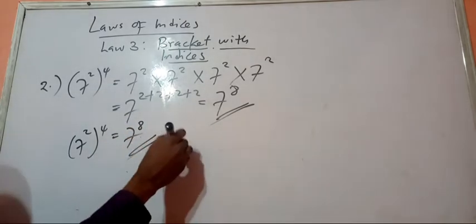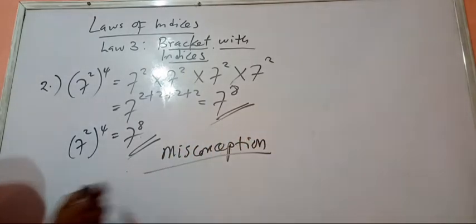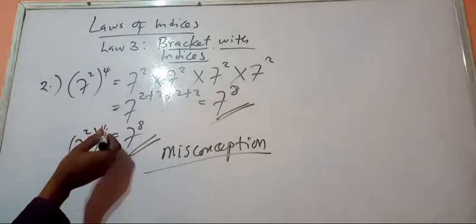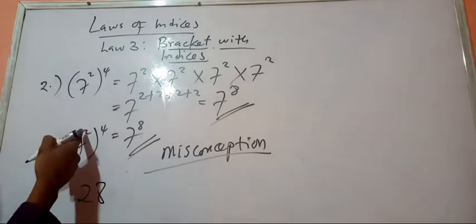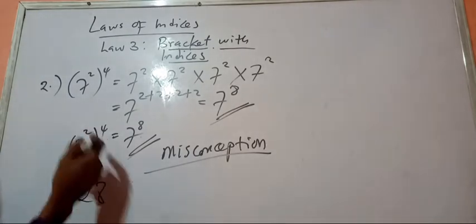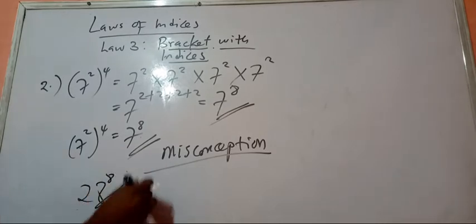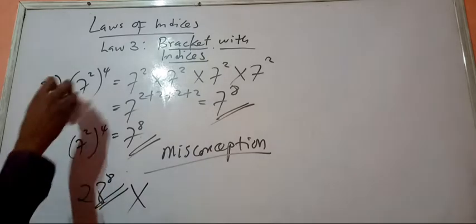Misconception. Never, on a single base, never do this: 4 times 7, 28, or 2 times 4, 8. You will be wrong. That is the misconception. You will be totally wrong. Okay, so let's continue to example 3.